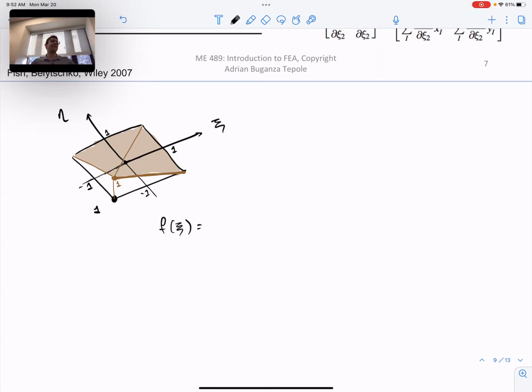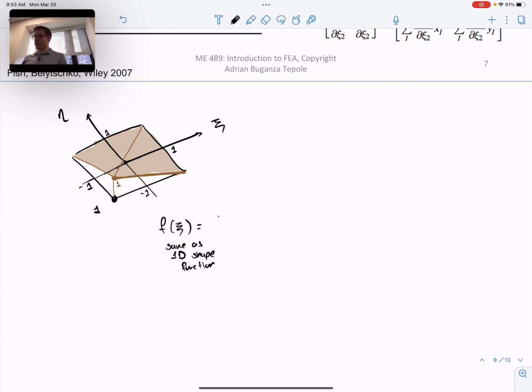Any guess? Is the linear the same as the 1D? So same as the 1D shape function. So we're going to construct it in the same way.